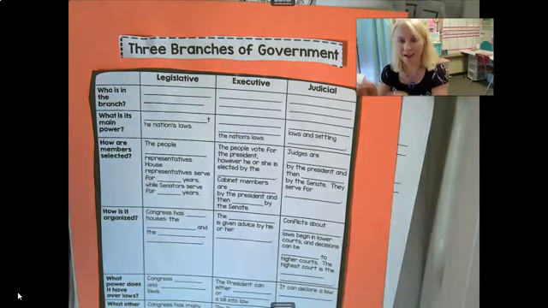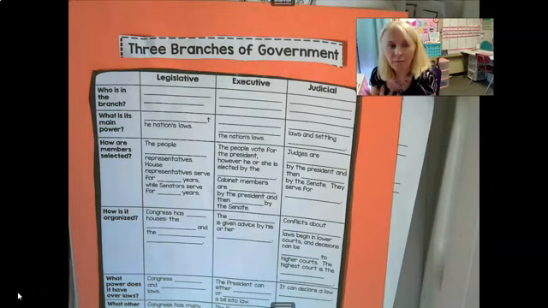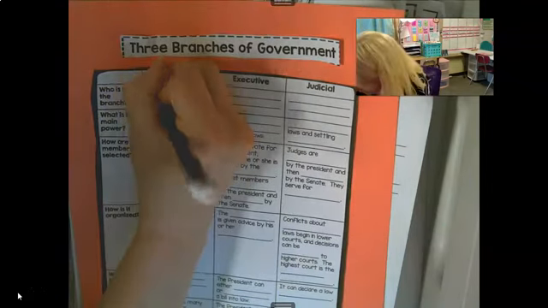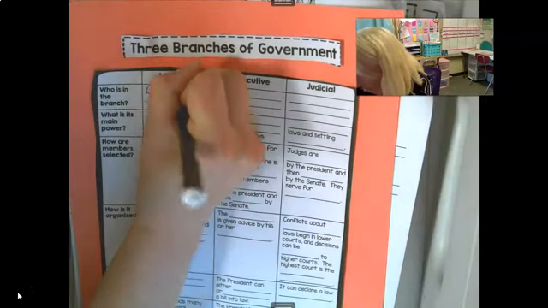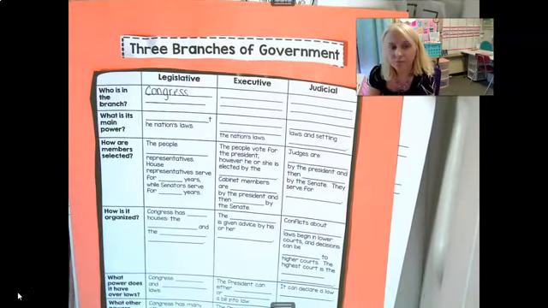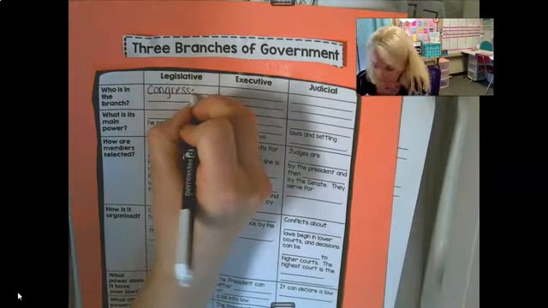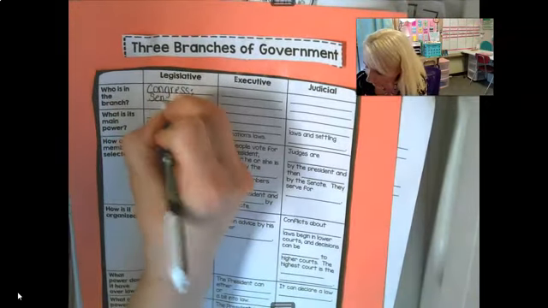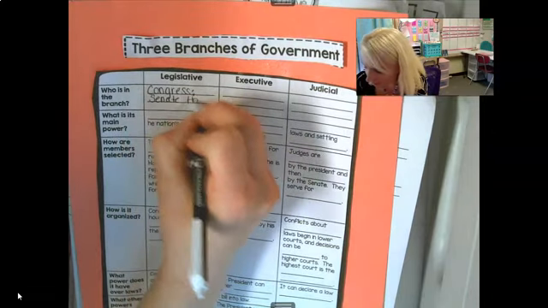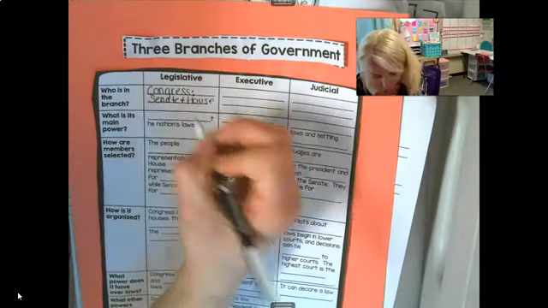All right, the legislative branch. What makes up the legislative branch? That is our Congress. And that consists of our Senate and House of Representatives.